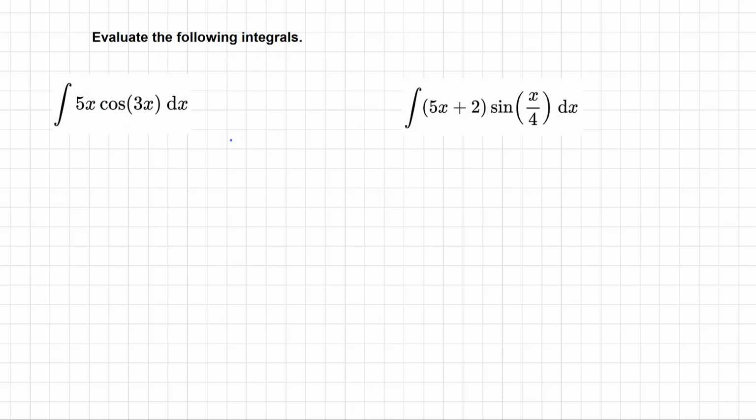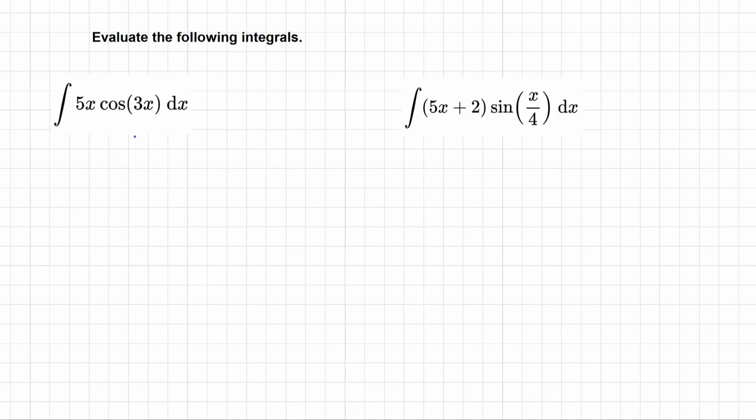Evaluate the following integrals. So we got number 2, here is 5x times cosine 3x. So we got a product. This 5, in fact, is 5 times everything, so 5 can be pulled outside, not the 3 though, okay? So this is a product and cosine of something.